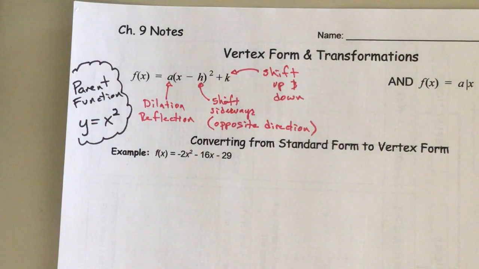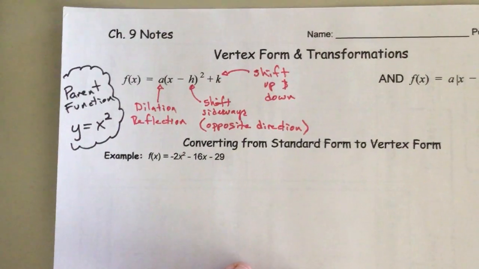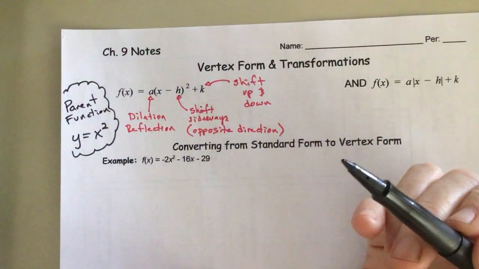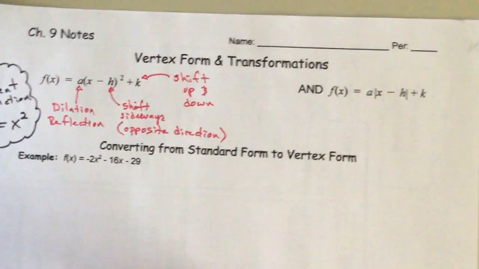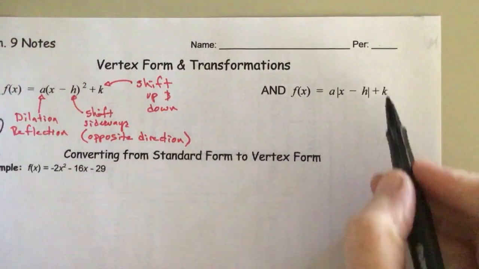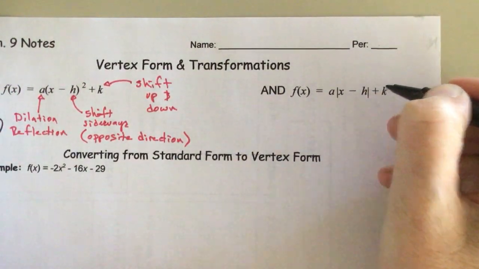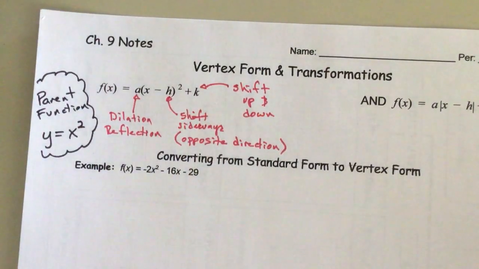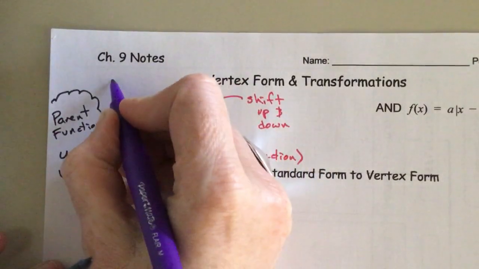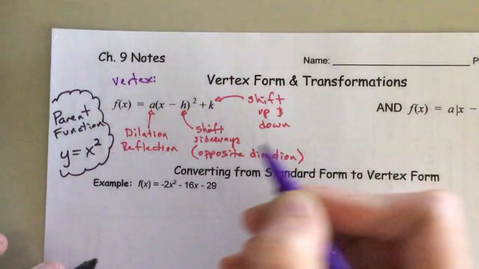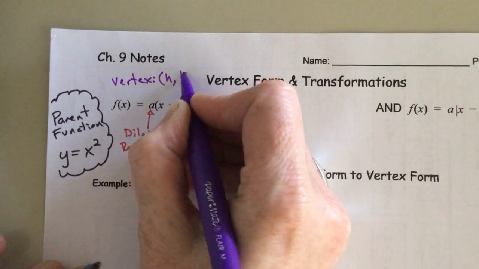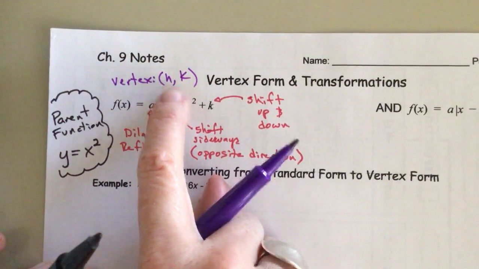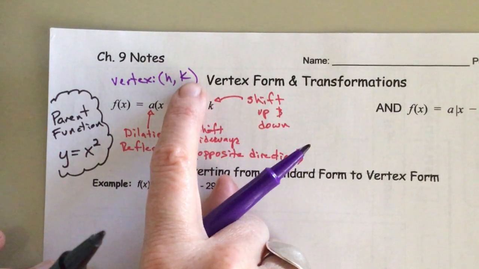Now, something interesting that we haven't talked about yet, but you're going to see today in 9.1.4, is how this vertex form actually works for absolute value functions as well. So these are absolute value functions. Over here, our vertex is at h comma k, and you're taking the opposite number. So if you see a -3, that'll be a +3. If you have a +5, that'll just be a 5 right there.